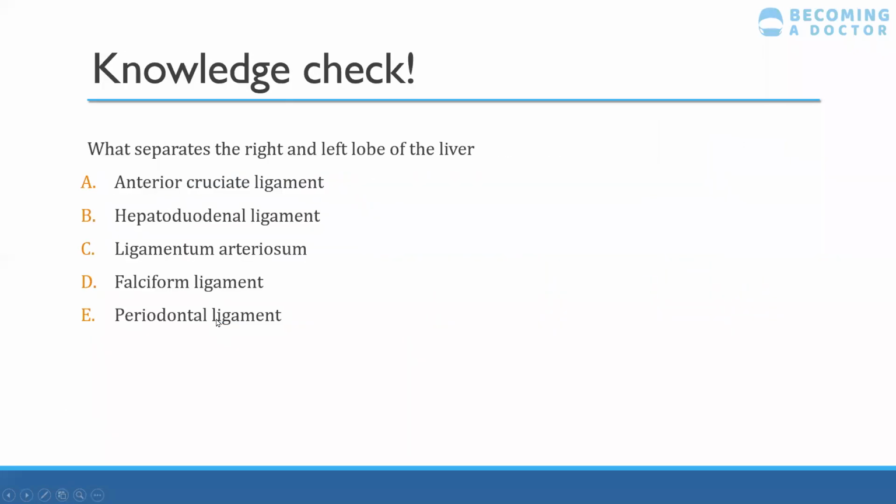Okay. So we're gonna go through 2 questions now. If you guys wanna vote for this one, what separates the right and left lobe of the liver? Okay, there we go. And I'll give you guys a minute. Wait, can you see the voting? Like which one is being voted for?